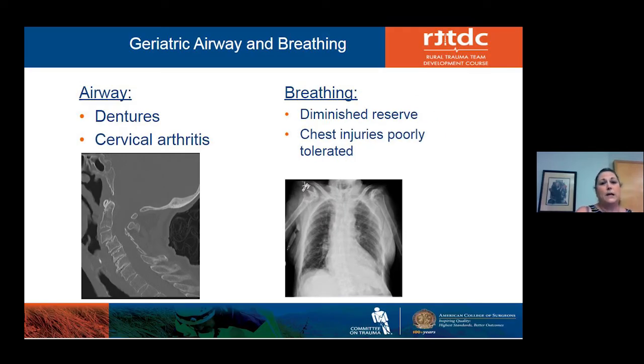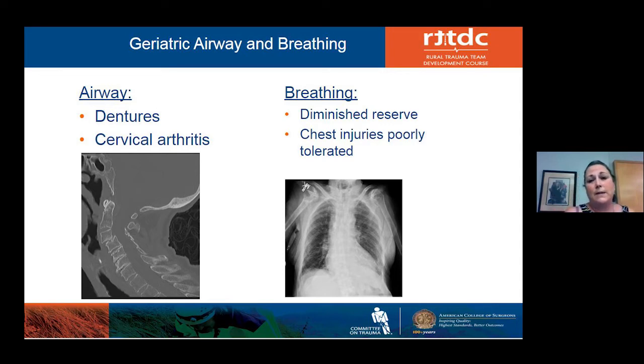When we're looking at the geriatric airway and breathing, we know that if you don't have the dentures in place for a geriatric patient, trying to bag valve mask that patient is going to be more difficult. It could be that their dentures are not fitting and they're loose inside the patient's mouth. When we're looking at the cervical arthritis, looking at the picture that's on the left-hand side of the screen, cervical arthritis is going to cause a decrease in mobility for that patient in general, but also if you need to intubate the geriatric patient. So you want to make sure that you're aware of all these things when you're taking care of them.